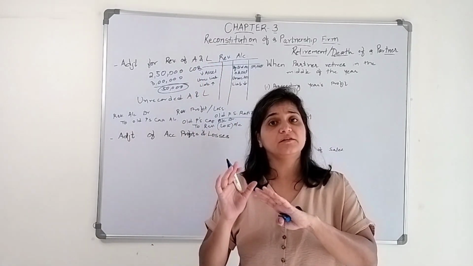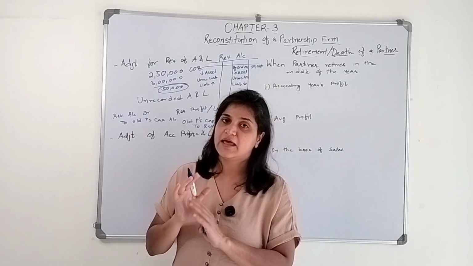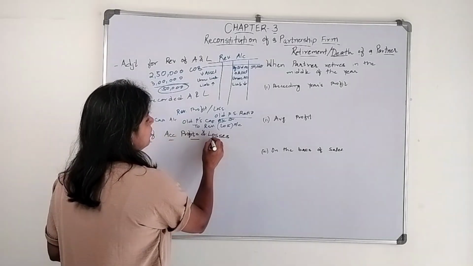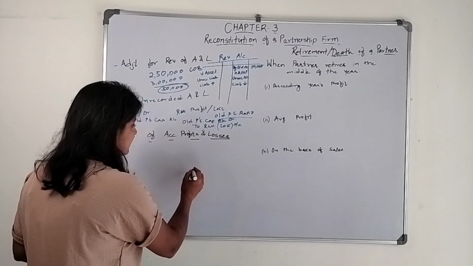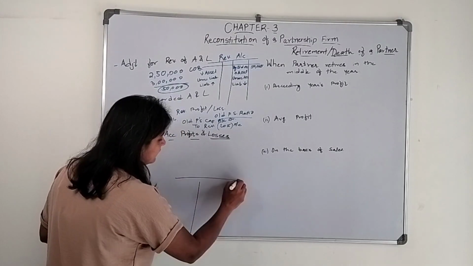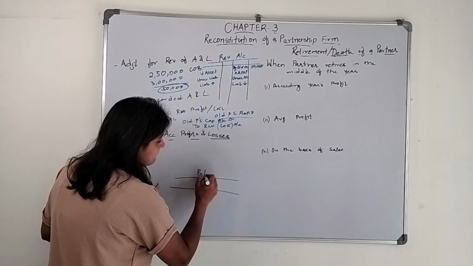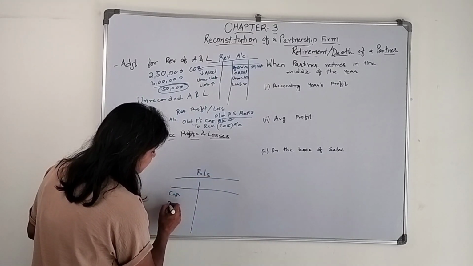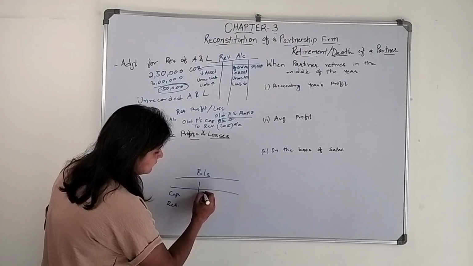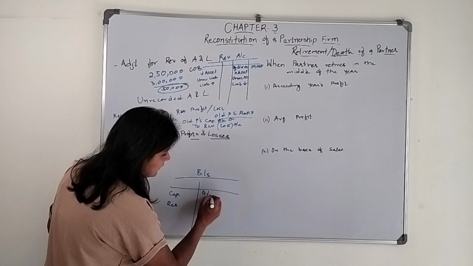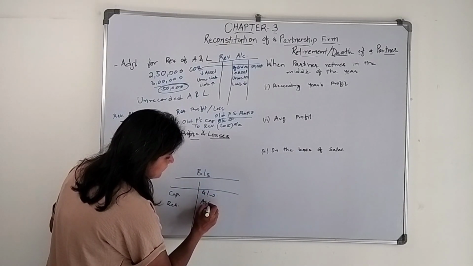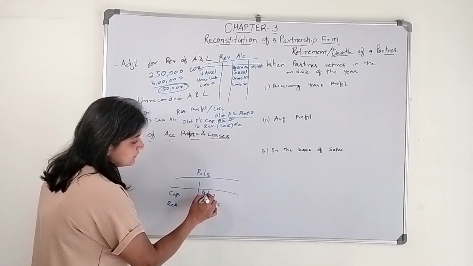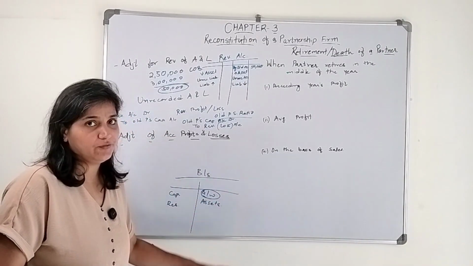Along with that, there could be certain unrecorded assets and liabilities. Now the next thing is the adjustment of accumulated profit and losses. Let me tell you, there is a balance sheet. How are we doing it? This is a balance sheet, right? This is the capital amount, these are reserves. This is the goodwill amount, there are certain assets. What we need to do first, we will close this goodwill amount.